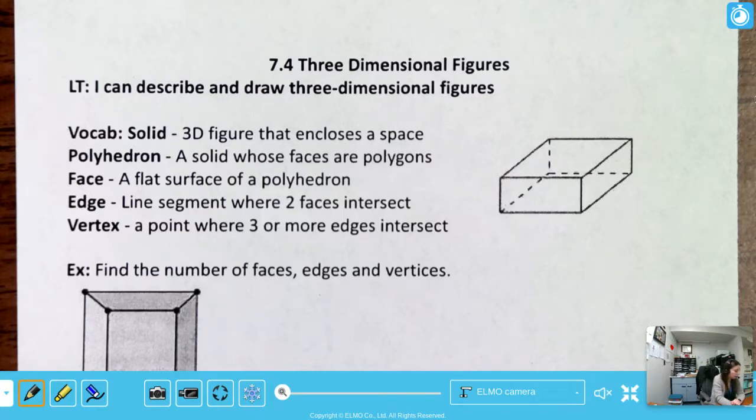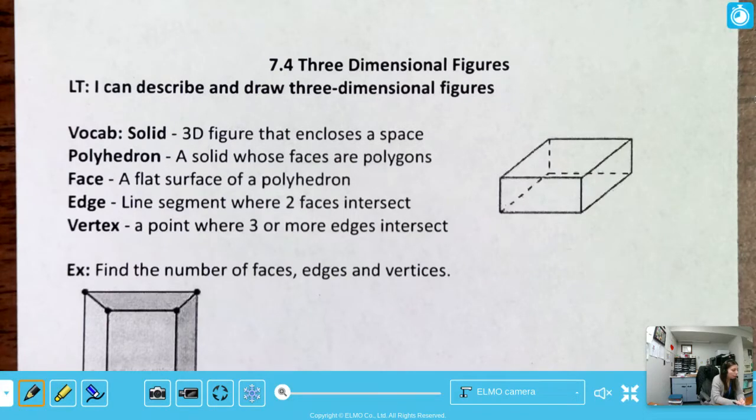Our first term is solid. A solid is a 3D figure that encloses a space. So think about a box that has a lid on it. If we put something inside that box, it wouldn't fall out. It's fully enclosed. It is a solid. If we removed the lid, however, it would not be a solid anymore. Something inside the box could fall out. So a solid is fully enclosed.